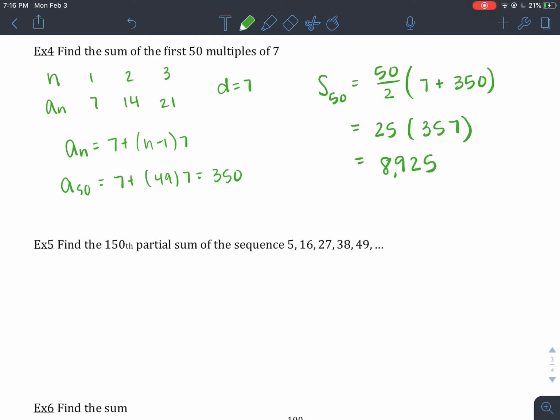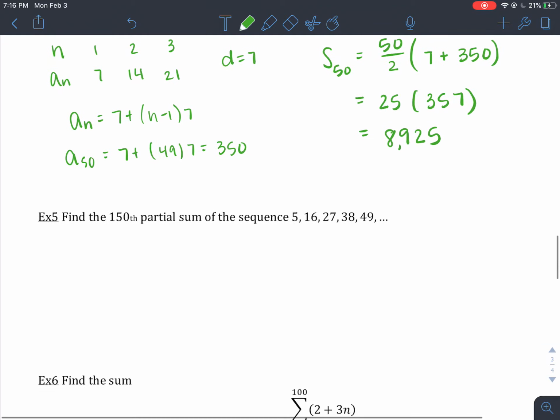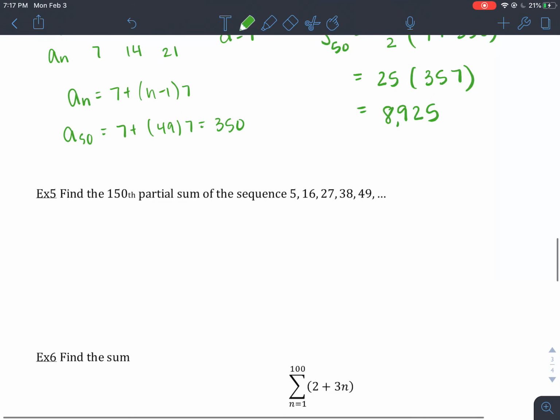Example 5, we're going to find the 150th partial sum of the sequence. And this is where having this formula is really handy, because I don't want to write out 150 terms and then add them all together. So this formula is really helpful in saving us some time. I do need to be able to determine what the 150th term is, so I'm going to start by writing my formula. I'm going to find my common difference.